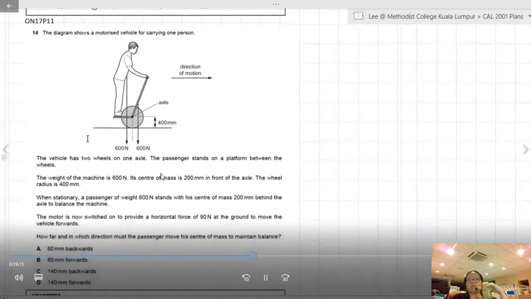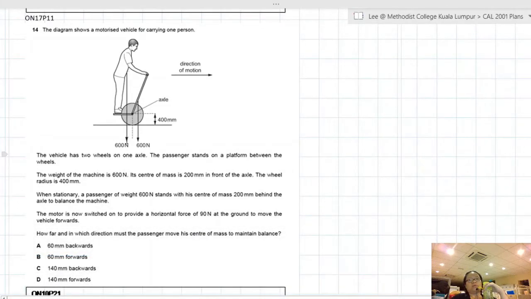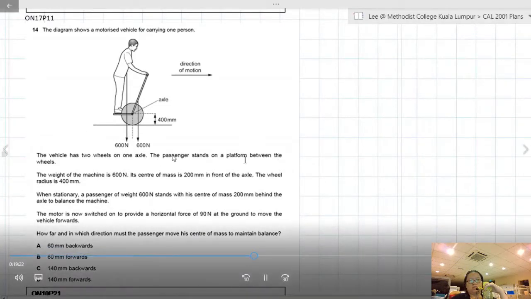Okay, this one is a very common question. Every year people ask me. So now I try to solve it here. You have a man on a motorized vehicle, and the vehicle has two wheels on one axle. The passenger stands on the platform between the wheels, and you have the weight of the machine, 600 Newton, 200 mm in front of the axle, and the passenger will stand 200 mm behind the axle to balance. So the torque here will be 0 until the motor moves.